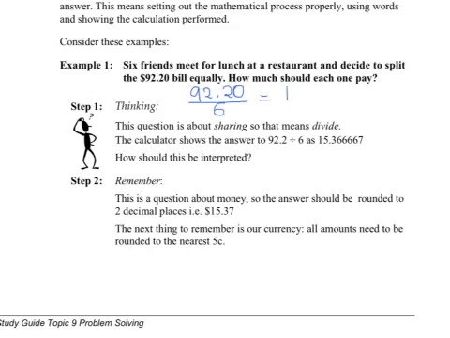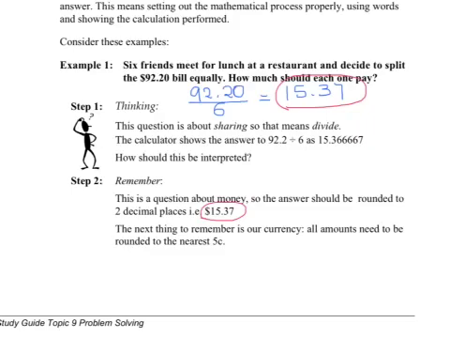The answer, correct to two decimal places, is 15.37. Now 15.37 is a number, but because the question is in context, we're talking about dollars or money. So we need to interpret our 15.37 in terms of the context, which is $15.37, correct to 2 decimal places, is the amount that each person will need to pay.